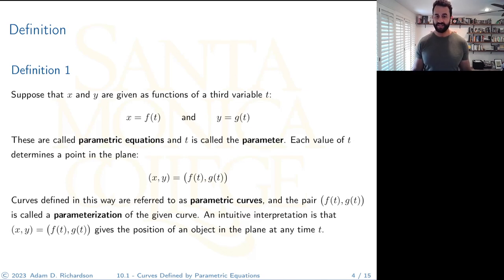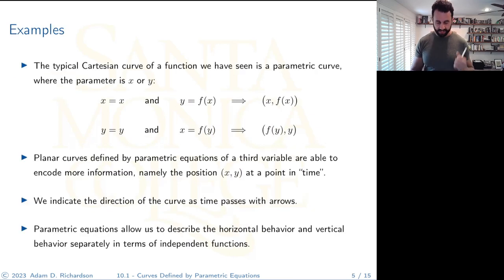So you can think of it as telling you where the object is at time t, and how it moves horizontally might be very different from how it moves vertically, and we want to differentiate between those two things. A nice recovery here is that the typical Cartesian curve of a function, you can interpret as a parametric curve. All the functions you've been working with, functions of x, functions of y, are also considered parametric curves. It's just that in those cases, the parameter is one of the other variables.